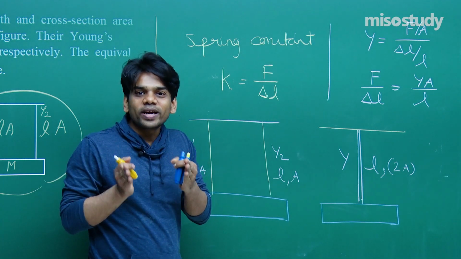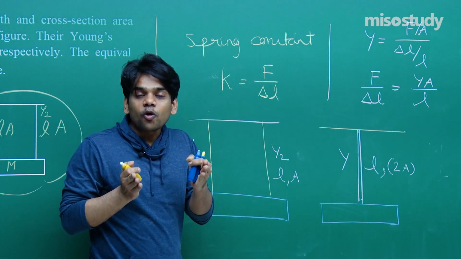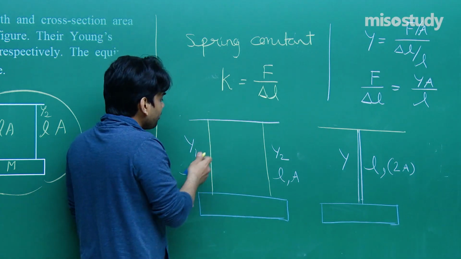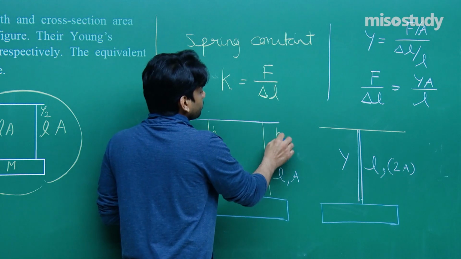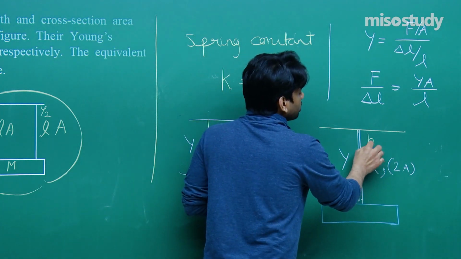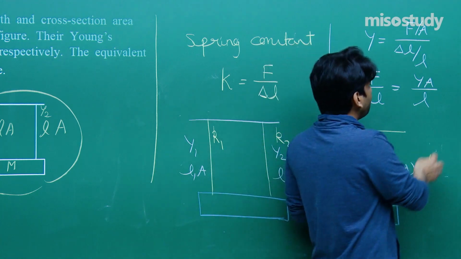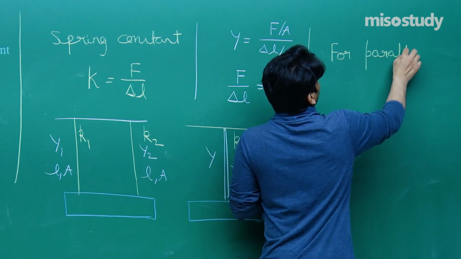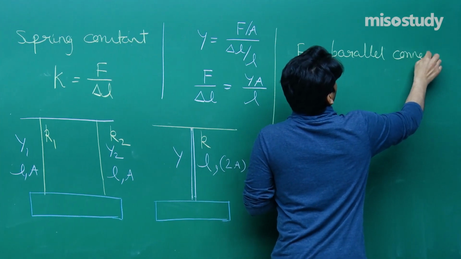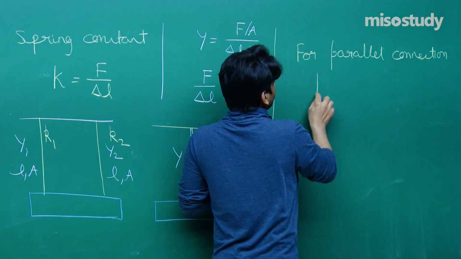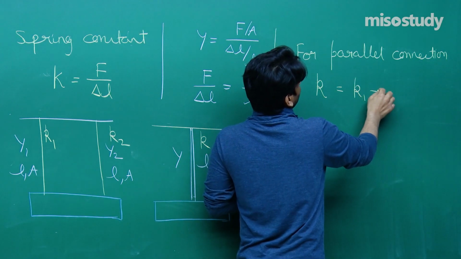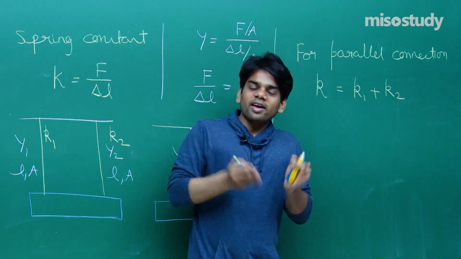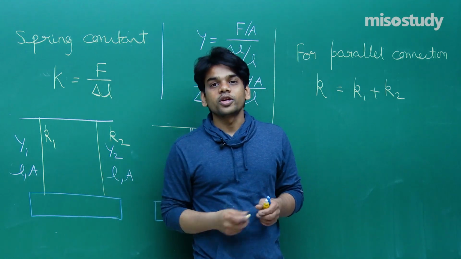Now you see here, for springs, if the springs are connected in parallel, the equivalent spring constant is the sum of the individual spring constants. What I mean to say is, if each of these has spring constant K1 and K2 and this has spring constant K, then for parallel connection of springs the equivalent spring constant is the sum of the individual spring constants. If they are connected in series, then 1 upon K is equal to 1 upon K1 plus 1 upon K2. This correction is shown in parallel.